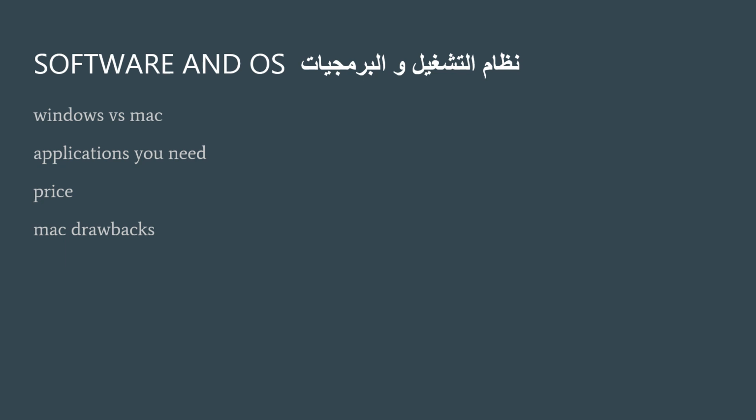Okay, the first and the most important thing in buying a computer or a PC or a laptop is software and operating system. The major two options are Windows versus Macintosh. There are other options like Linux, Ubuntu, which is a distribution of Linux, and etc.